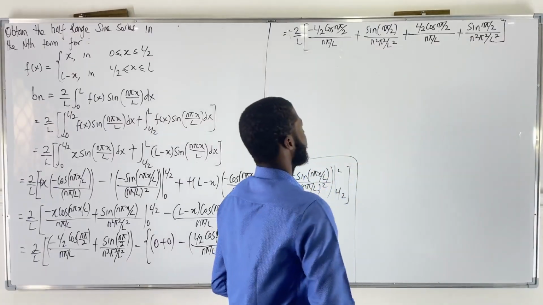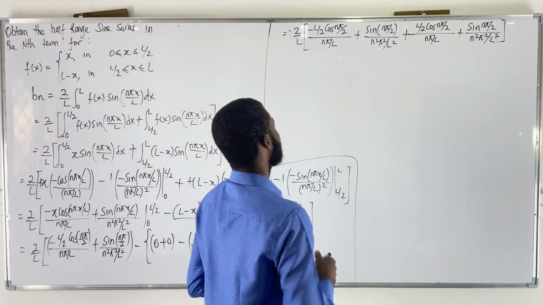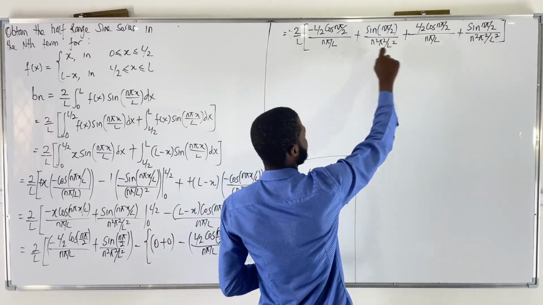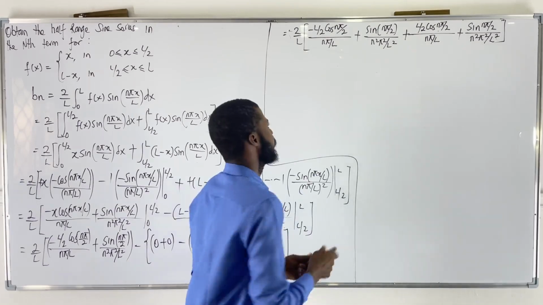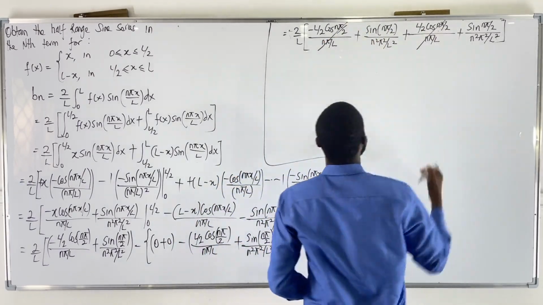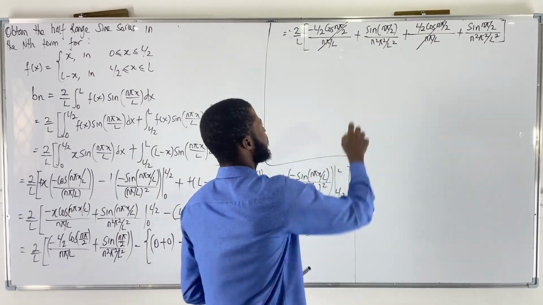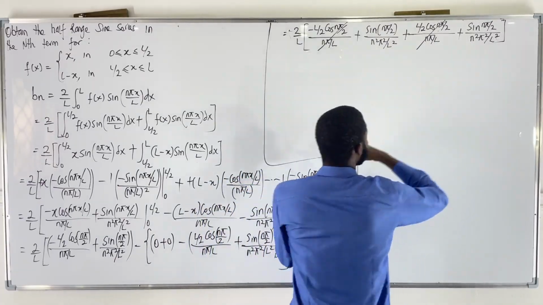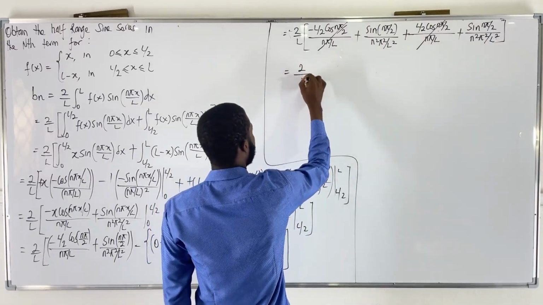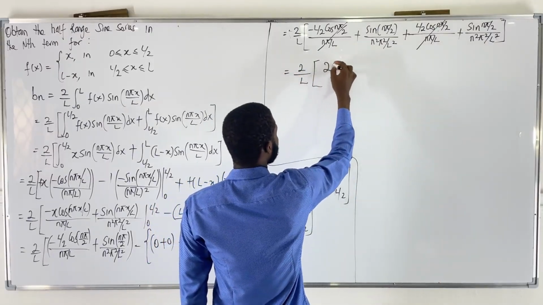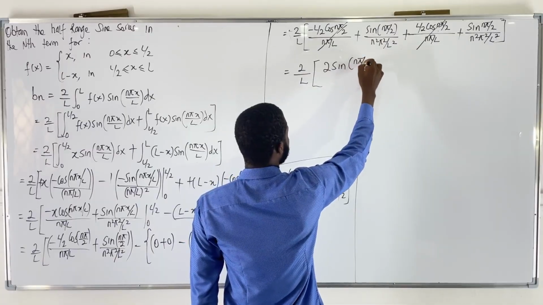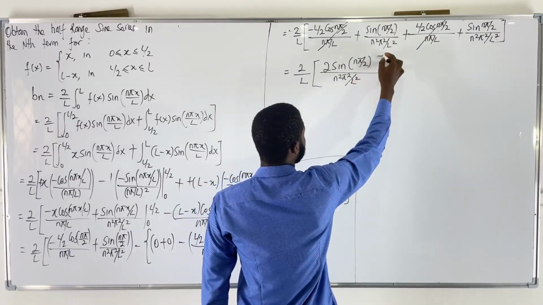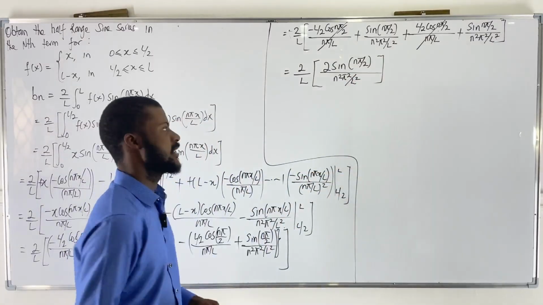Now, if you look at this carefully, you'll notice that this and this are the same thing with different signs. Since they're the same with different signs, they will add up to 0. So this and this is gone. Now, what's left is these two. Since they have the same sign, it will become double of itself. So this will become 2 over L into 2 sine n pi over 2 over n squared pi squared over L squared.